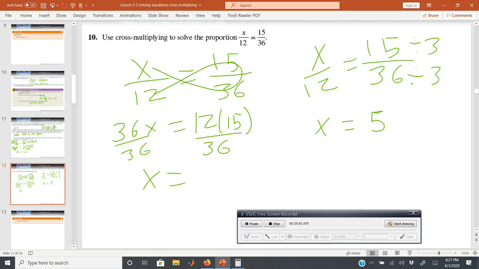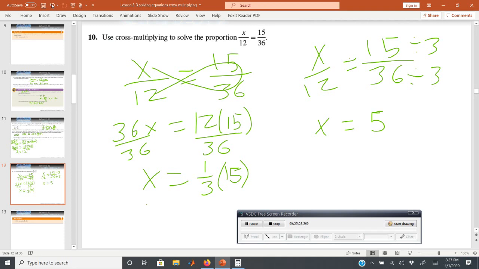That's really similar to reducing fractions, or finding a common denominator, using that same idea. Cross multiplication, like I said, it's like the fish.